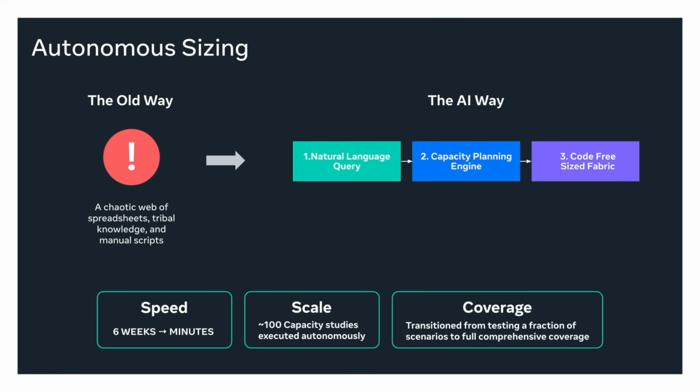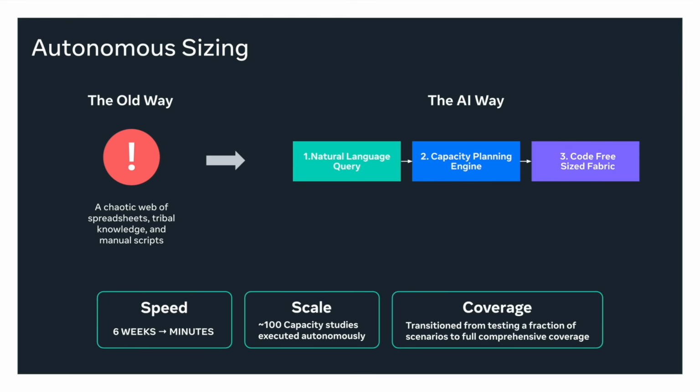What did this actually do for us? Our first production use case is autonomous sizing. This one still impresses me. How we can take a business requirement and translate it into a network topology that satisfies the network demand in just a few minutes. Prior to this, the exercise was a chaotic web of scripts and Excel sheets that took us 6 weeks to get right.